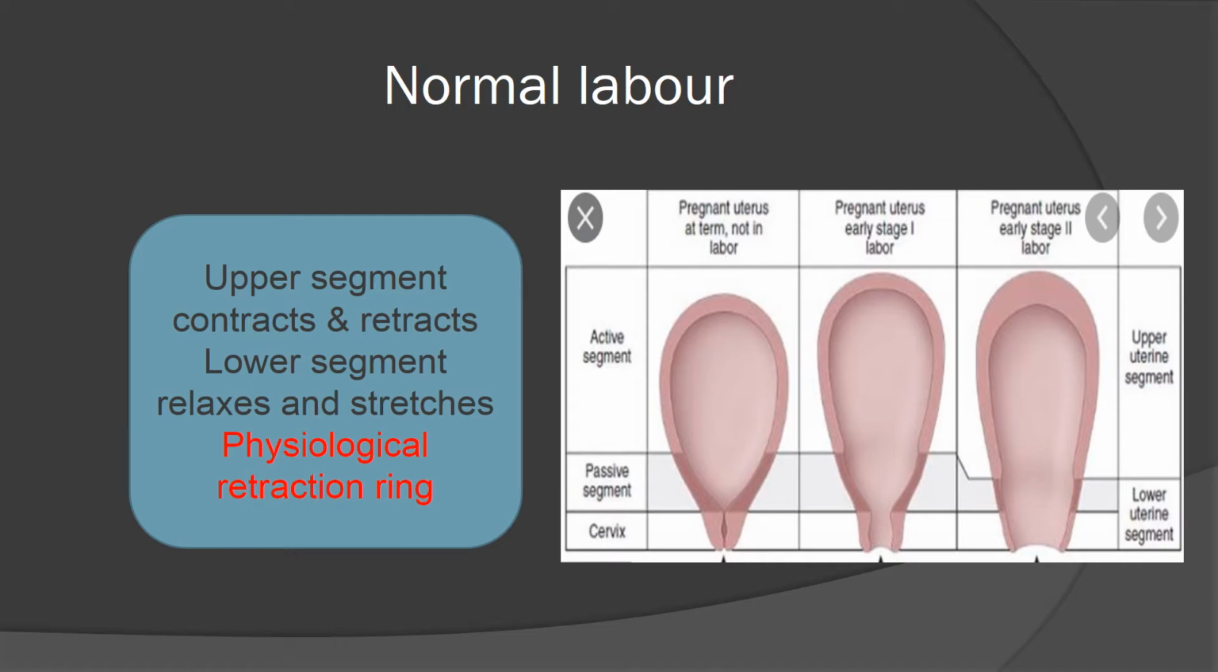And during labor, when the upper segment contracts and the lower segment relaxes, the differentiation between the two becomes prominent. And this junction is called the physiological retraction ring. This is not usually visible clinically because it is at the level of the symphysis pubis or even lower down.